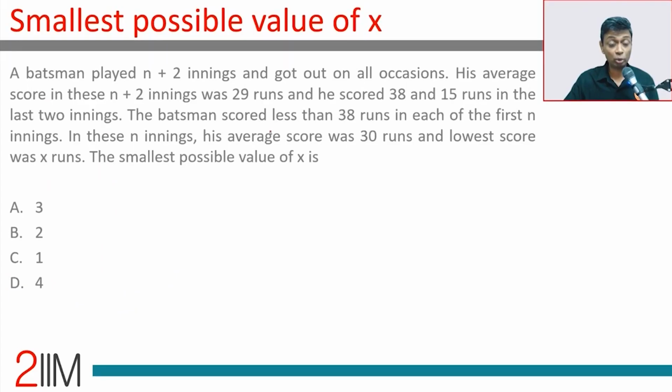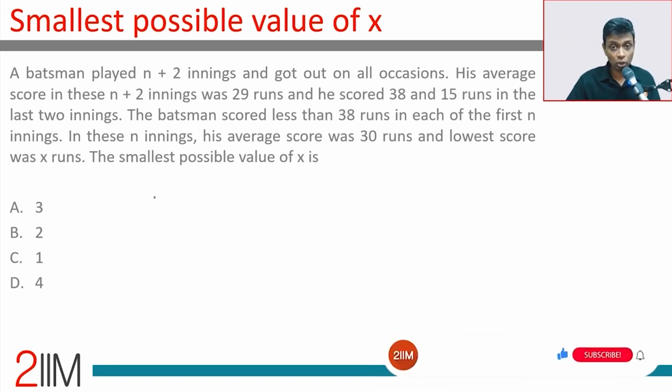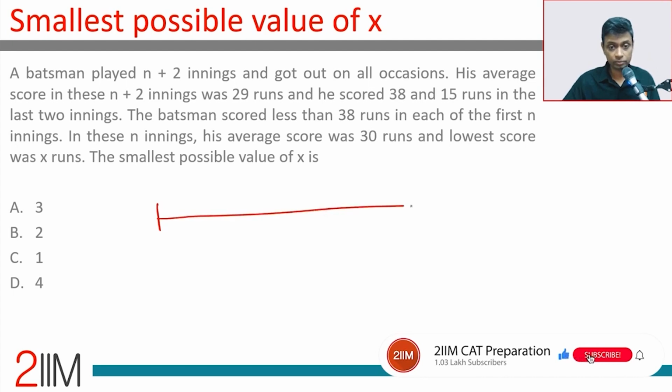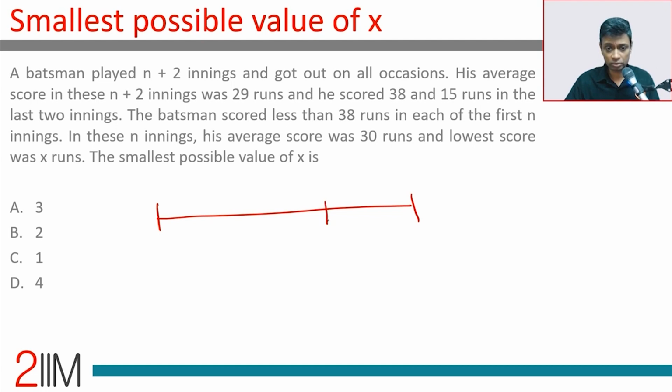A batsman played n plus 2 innings and got out on all occasions. The average score of this n plus 2 innings was 29 runs. He scored 38 and 15 in the last 2 innings. Overall average is 29. N innings before that. The batsman scored less than 38 runs in each of the first n innings. In these n innings, its average score was 30 and the lowest score was x runs.